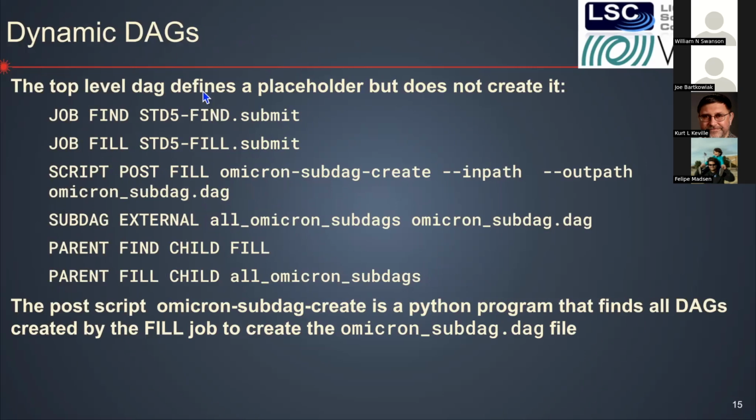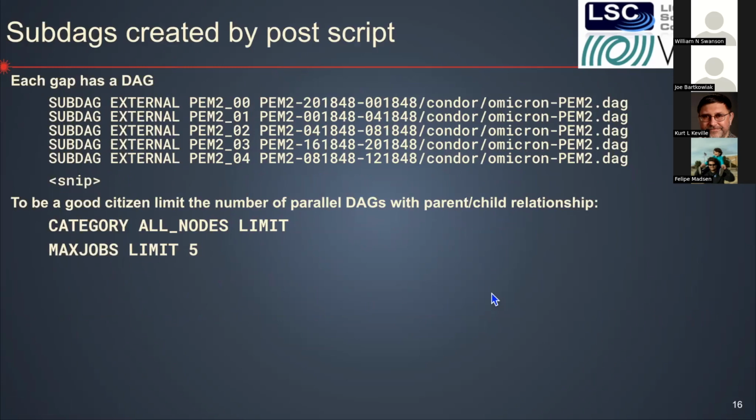The top level DAG defines a placeholder. It's all Omicron subdags, but it doesn't even create that file. When we first submit the top level DAG, that does not exist. It's the postscript Omicron subdag create that finds all the DAGs that the fill jobs created, and then it creates the subdag.dag. The subdag.dag file just uses the subdag external to list all of the DAGs, and then it uses this incantation, which Cole just taught me, to limit how many of those DAGs run at a time. Now, each one of those DAGs can end up with anywhere between 1 and 1,000 jobs to run.